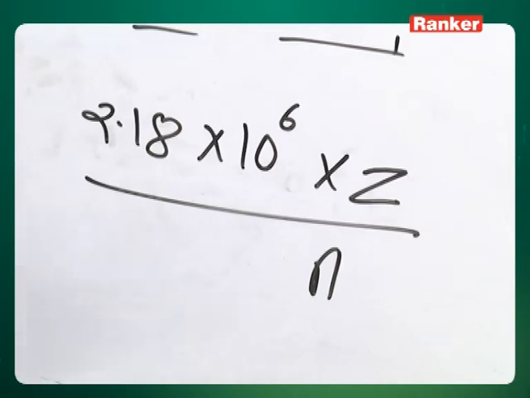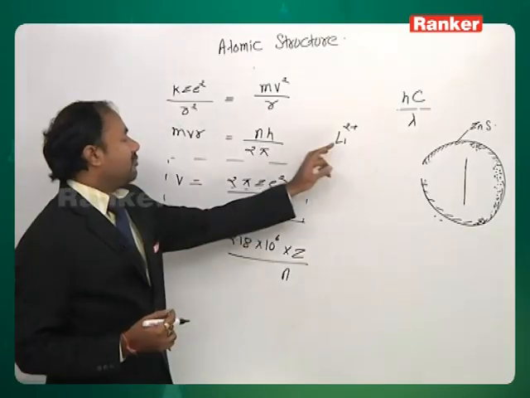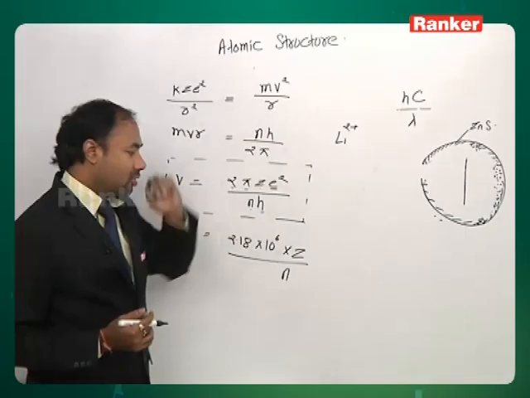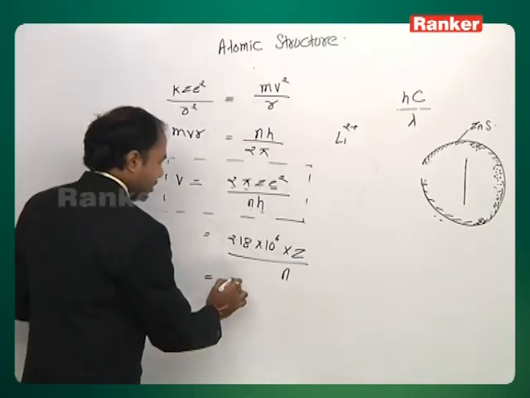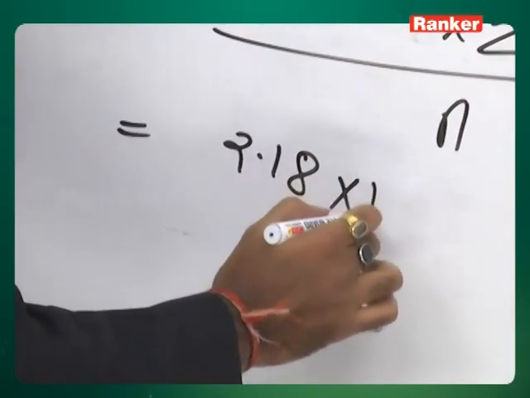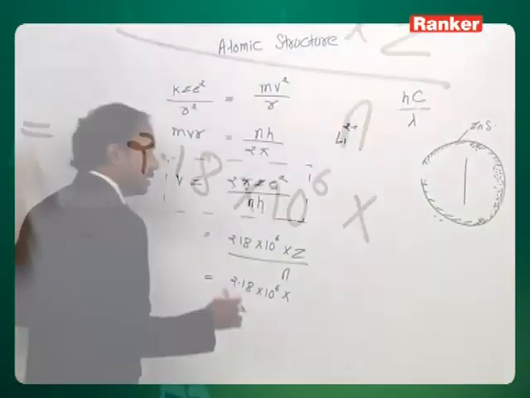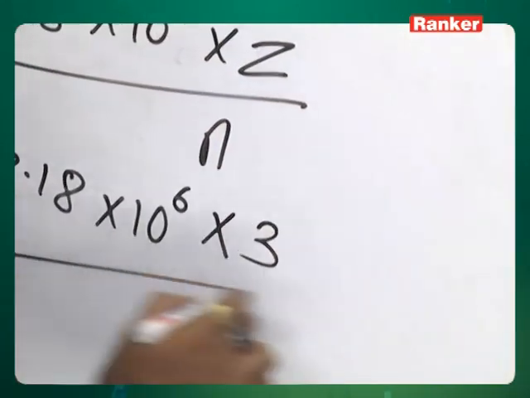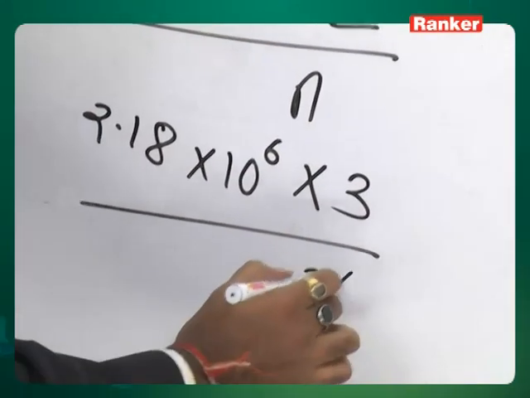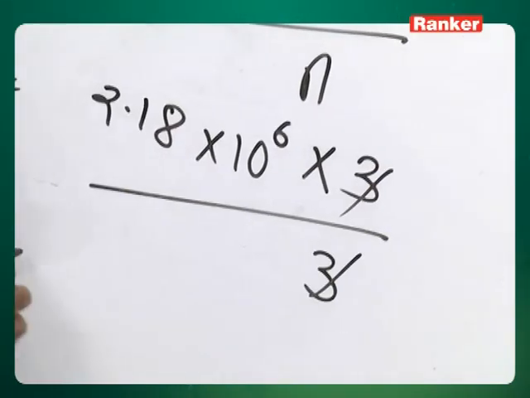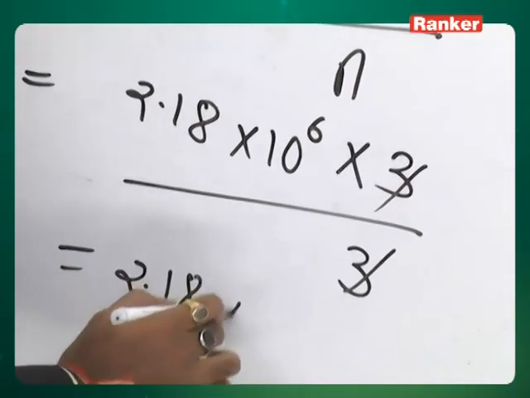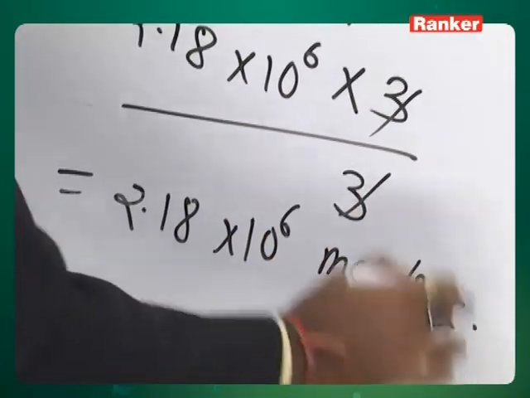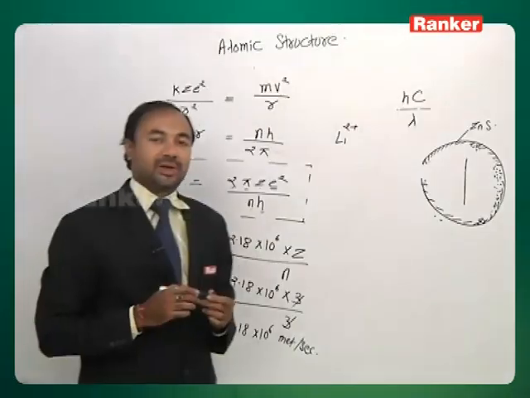Again if a question is asked to calculate the velocity of an electron present in the third shell of Li2+ ion, how will it be done? See, 2.18 into 10 to the power 6 into Z. Lithium ion, so Z will be 3, third shell, so n will be 3, gets cancelled, so we get 2.18 into 10 to the power 6, and the answer is in meter per second. Like this we can do it.